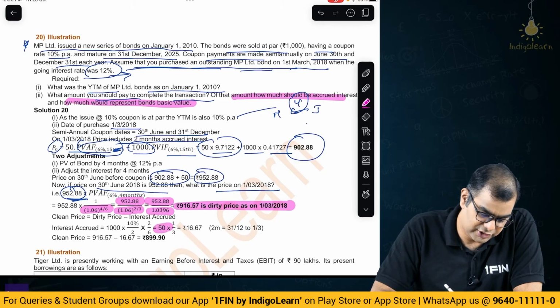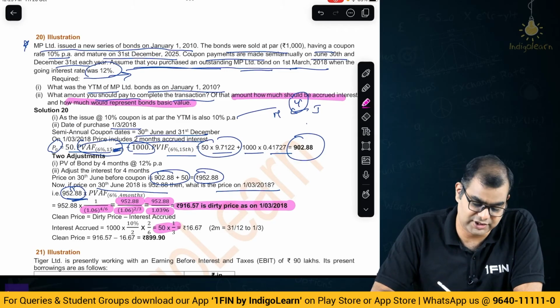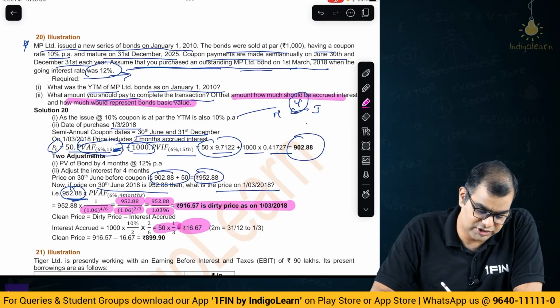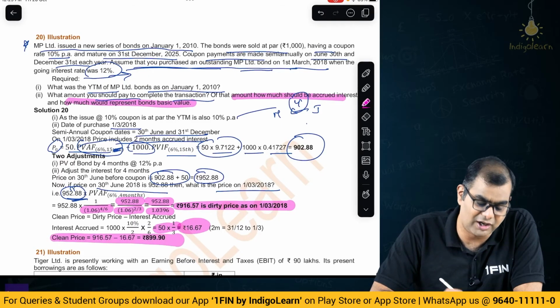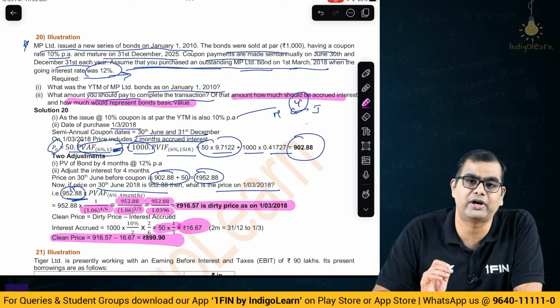So 50 into 2 by 6, which is 1 by 3, which is 16.67. So this 916.67 includes 16.67. So the clean price or the basic value of the bond is 916 minus 16, which is 899.9.